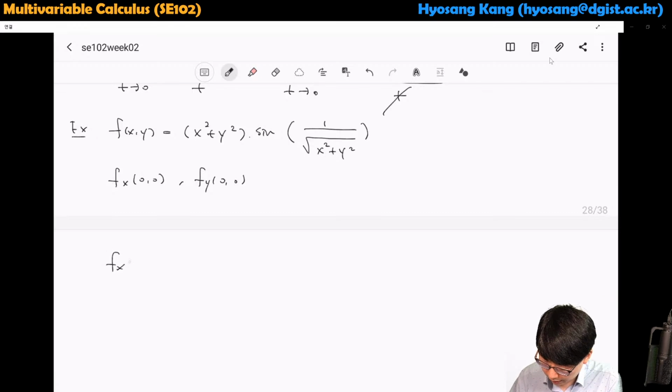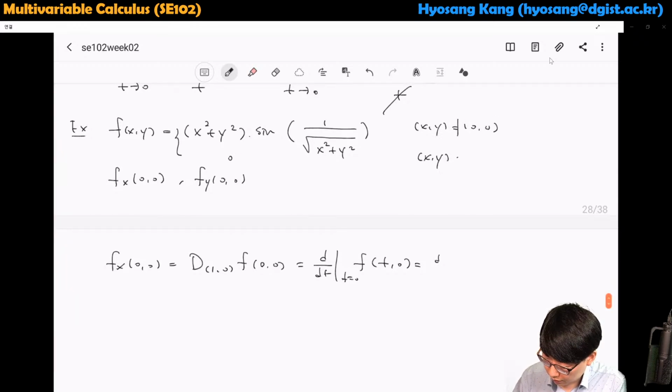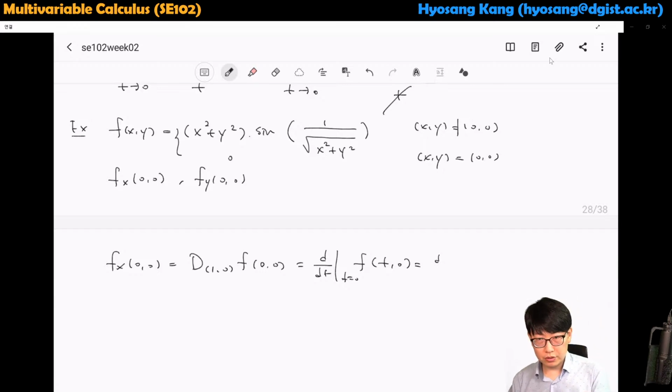Then f(0,0) by definition is 0. So this is nothing but the derivative at t equals 0 when I plug in t, 0 into the function f. Oh sorry, I should define it: when x equals 0, 0, it's defined as 0. Okay, so that's my two-variable function.